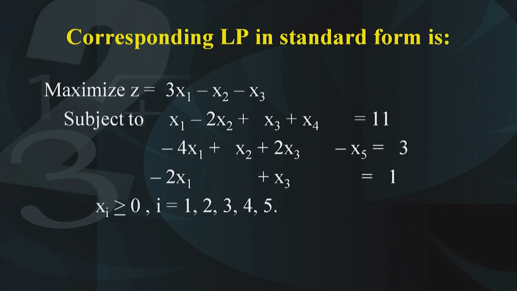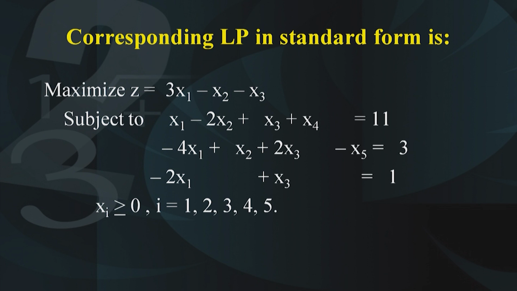So, let us convert the objective function into the maximization type, and for this we will multiply the entire objective function with the negative sign. As a result, we get 3x1 minus x2 minus x3. So, this is the objective function for the LPP in the standard form.